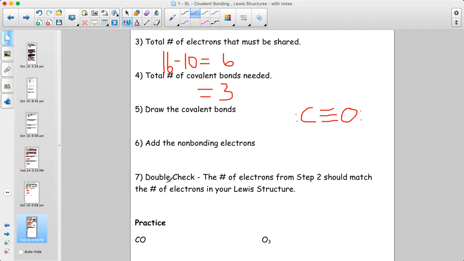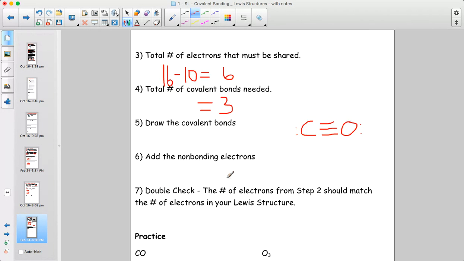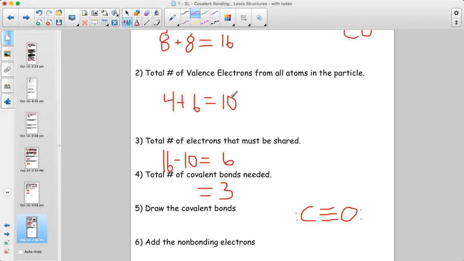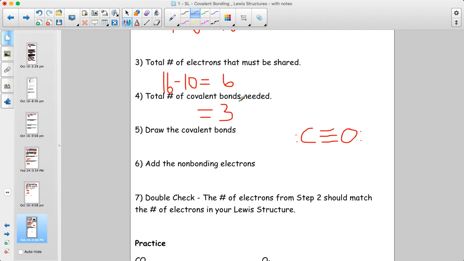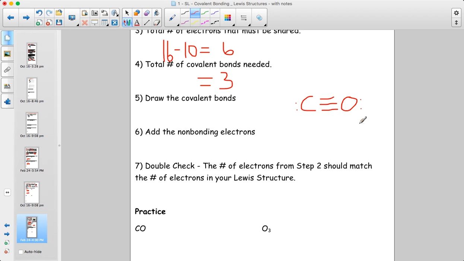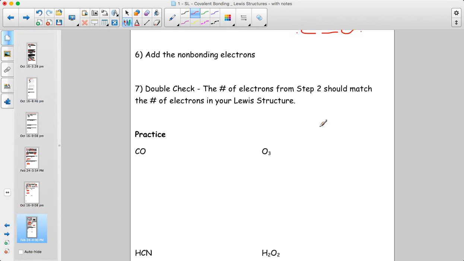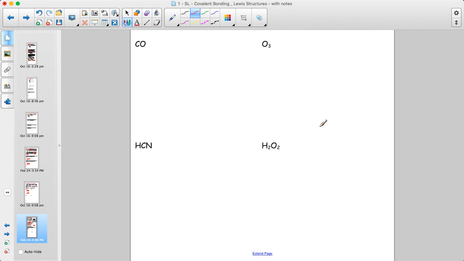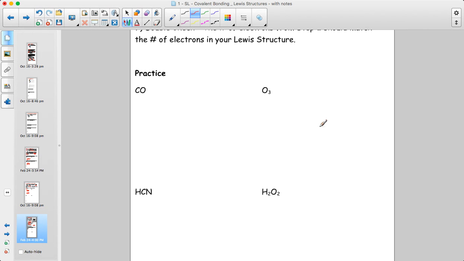Step 7 is double check. Go back to step 2. Step 2 told me that I had 10 electrons to work with, and check if you actually used 10 electrons. 2, 4, 6, 8, 10. So I've used 10 electrons, I've given each atom an octet, and therefore I've drawn a correct Lewis structure. Okay, we could do this really on any of these.